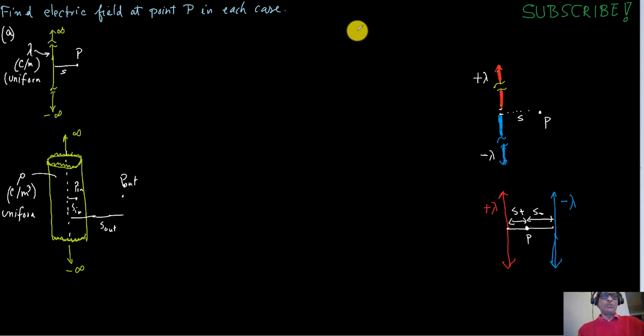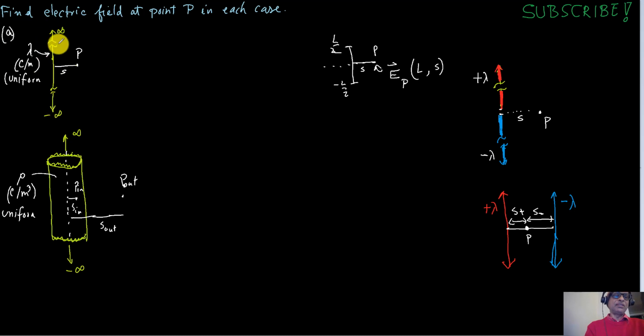So method 1 will be just to do minus L over 2, L over 2, and a distance S, that's point P. So find the electric field using length L, right? So this will be a function of length L. At point P it will be a function of length L and the distance S. It will turn out like this. So how do I get the electric field in this case?